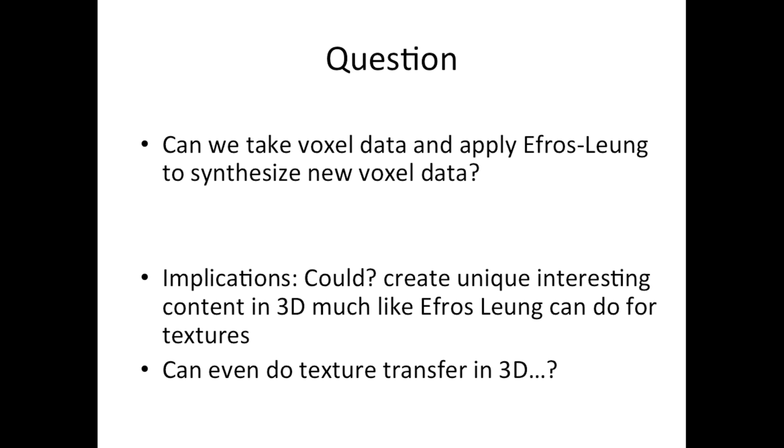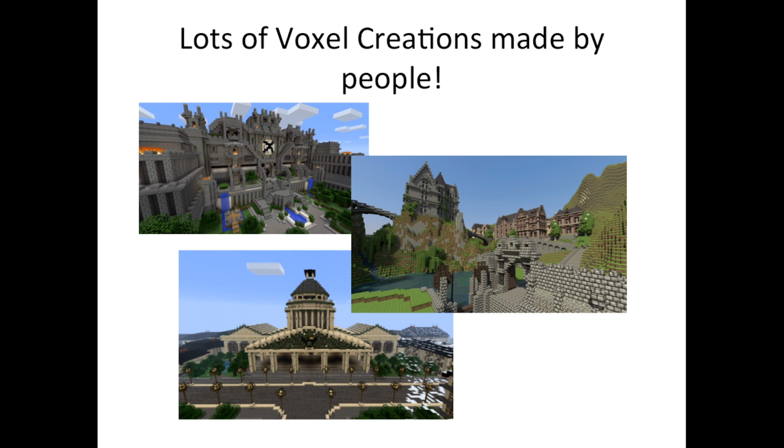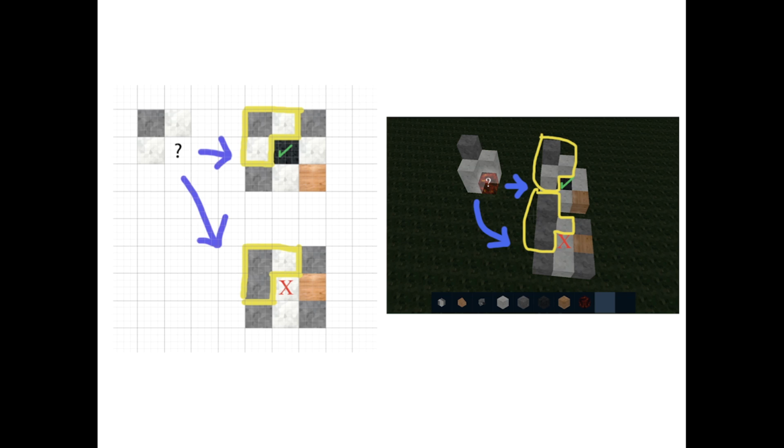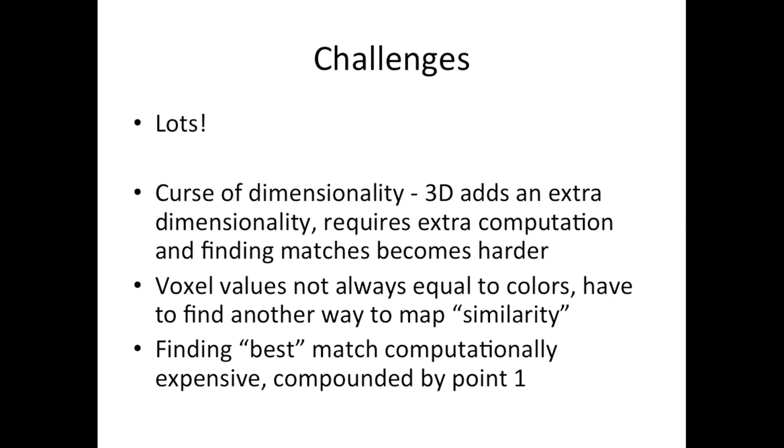So my question is, can we take this voxel data and apply Efros-Leung to synthesize new voxel data? Basically, we would take these little towns and cities and make new towns and cities out of them. That's the goal. We look at the neighbor pixels in 3D instead of 2D, and we apply the algorithm.